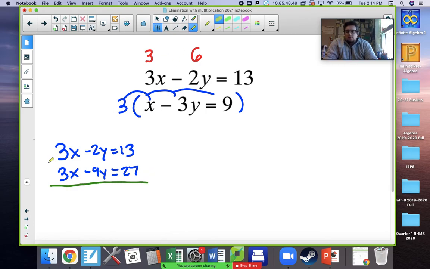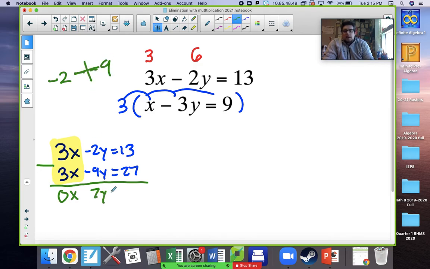So we're going to decide if we're going to add or subtract, all based on those terms right there. Because they're the same, we're going to subtract. 3 minus 3, 0x, that's what we need. -2 minus -9, positive 7y. 13 minus 27, it's a -14. We divide by 7, and y is -2.